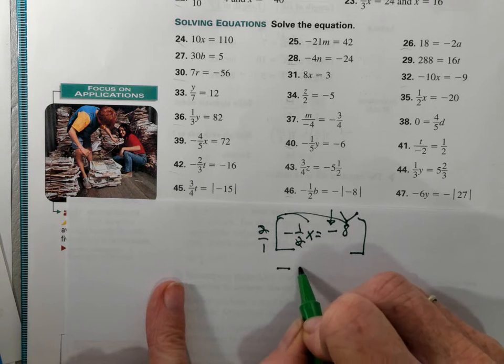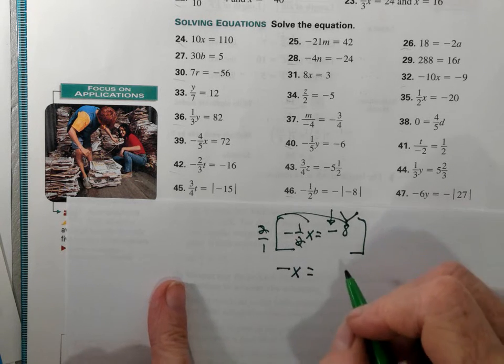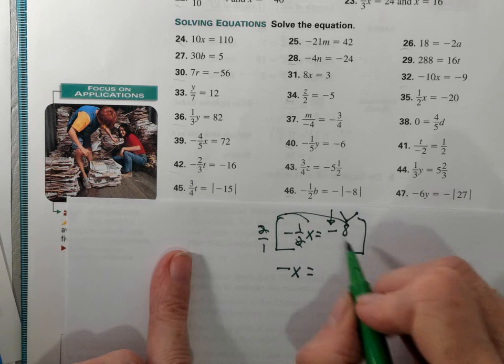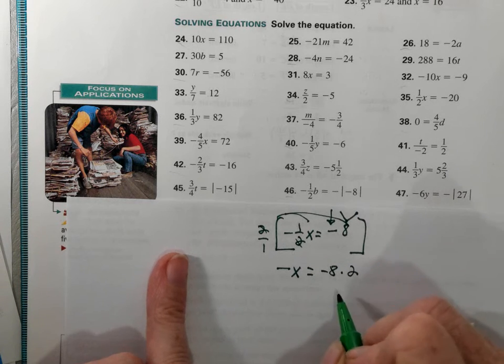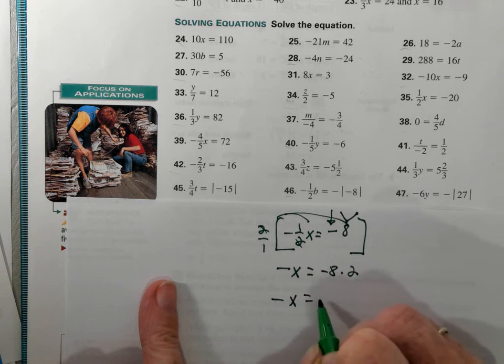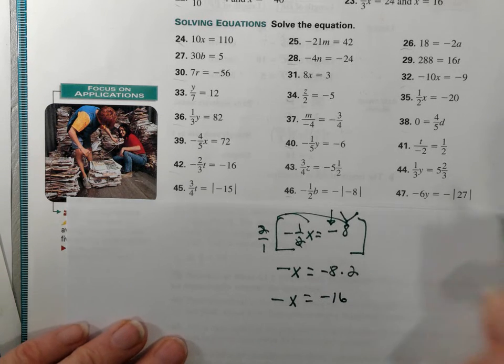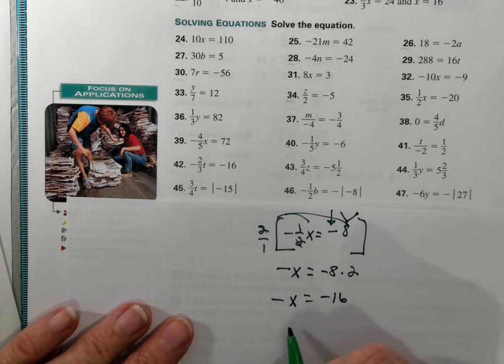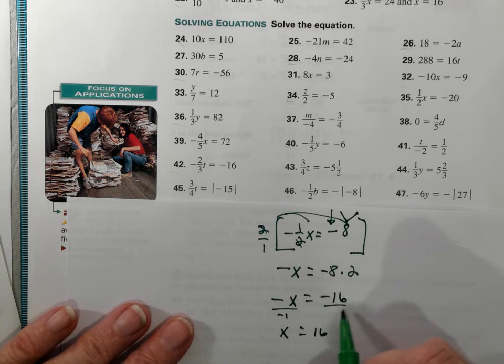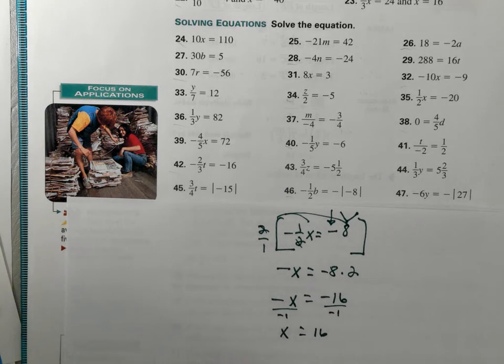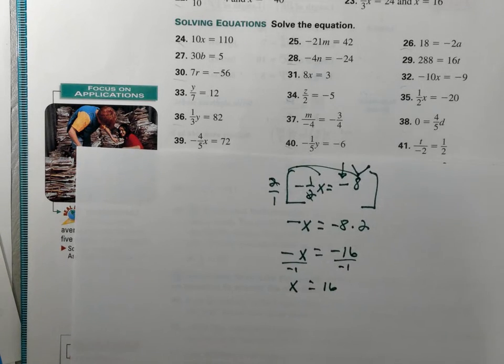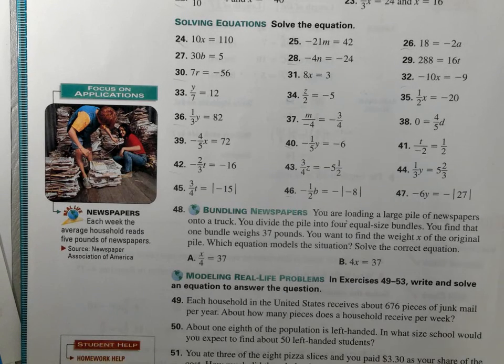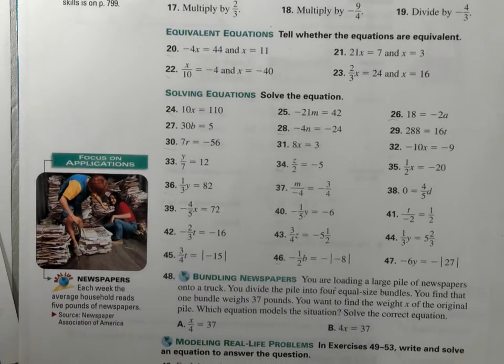I get negative x equals, and negative 8 times 2 is negative 16, so negative x equals negative 16. And then I just divide by negative 1, right? So then I'm going to get x equals 16. All right, so we divide by negative 1, we divide by negative 1. And then we get x equals 16. And that's our last step. Okay, so that's how you're going to do those. So be very careful with those as well. So that's section 3.1 and 3.2.